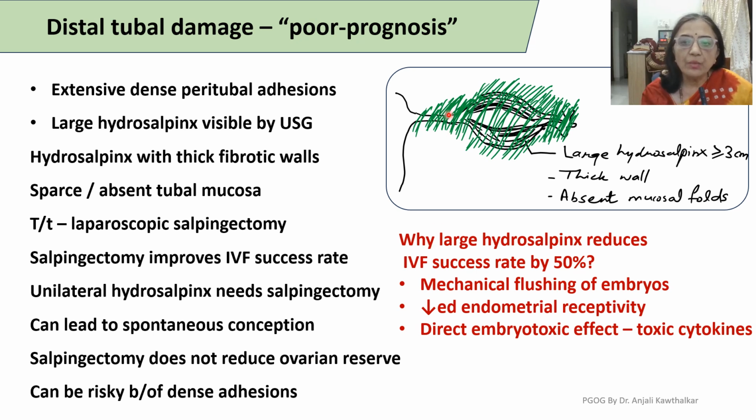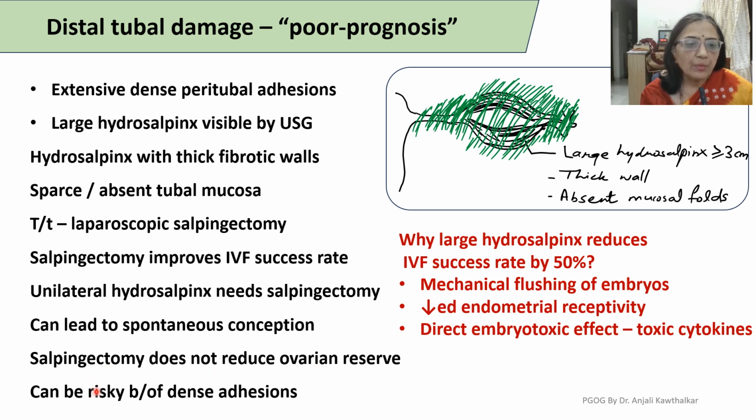For many years there was so much debate that whenever we remove the fallopian tube, we are disturbing the ovarian blood supply, and whether it might lead to reduction in ovarian reserve was the main concern in taking a decision of salpingectomy. But the recent data shows that salpingectomy is not reducing the ovarian reserve.